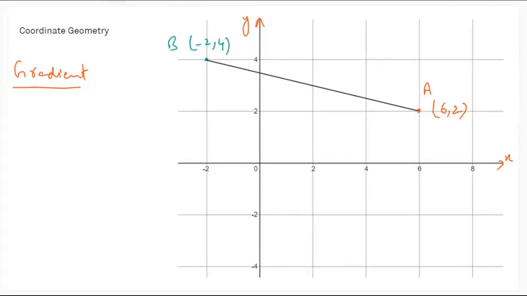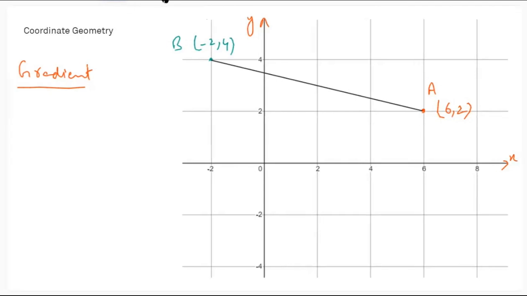So the next thing is equation of a line. How do we find the equation of a line?